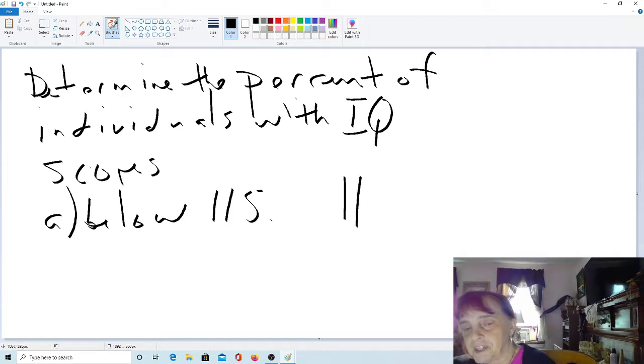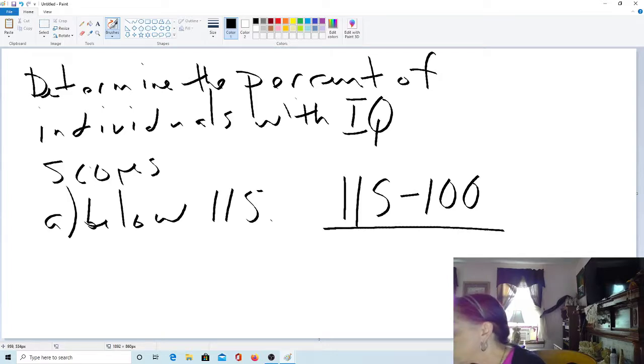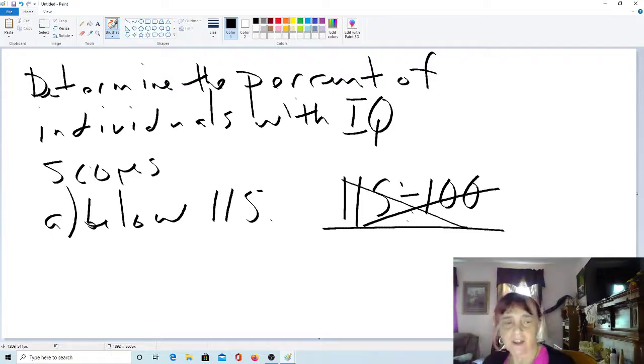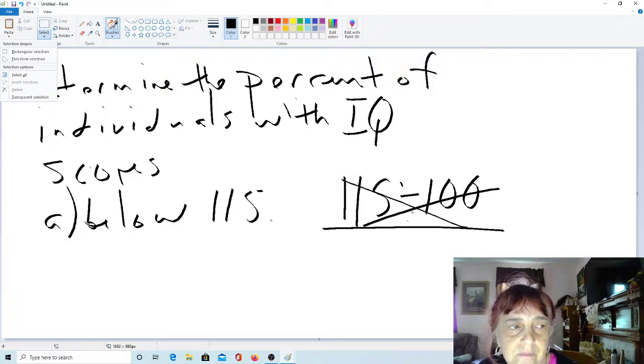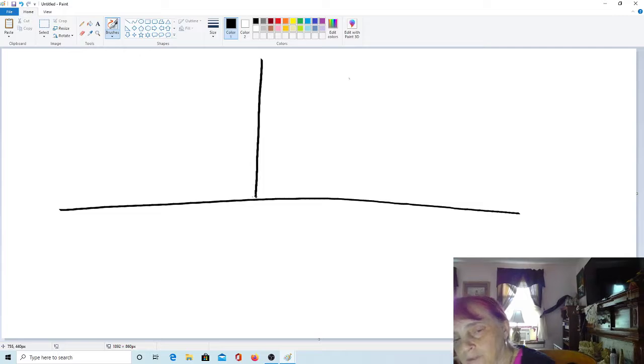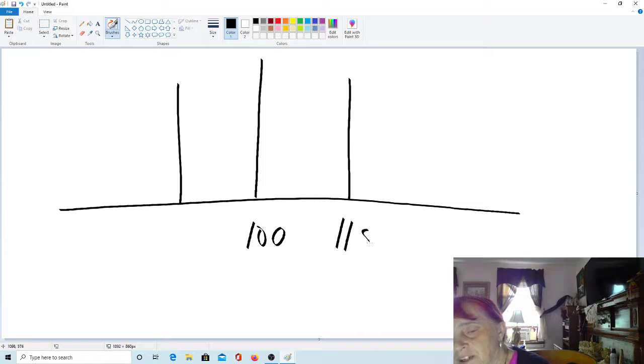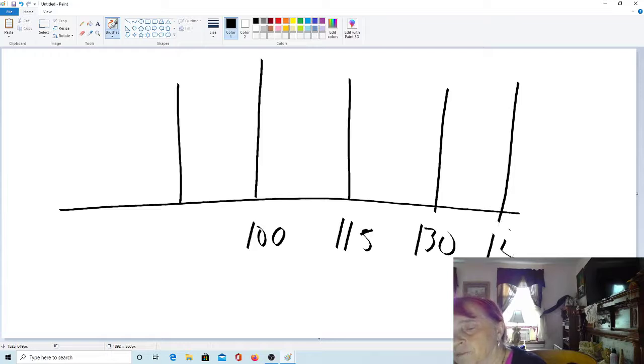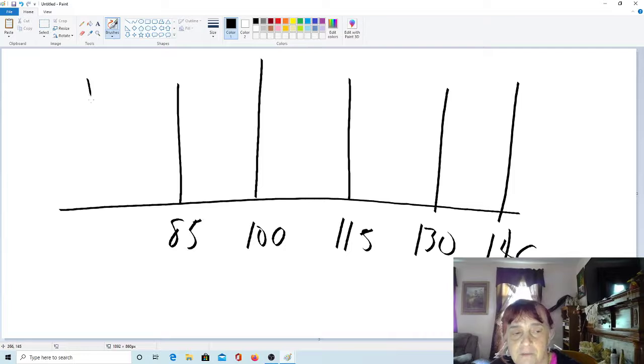Okay, below 115. So here's the graph I gave you. The mean is 100. 115 represents one standard deviation above the mean. Two standard deviations, 130. Three standard deviations, 145. One standard deviation below the mean is 85. Subtract 15, you get 70. Subtract 15, you get 55.